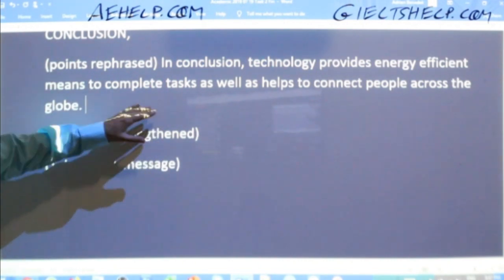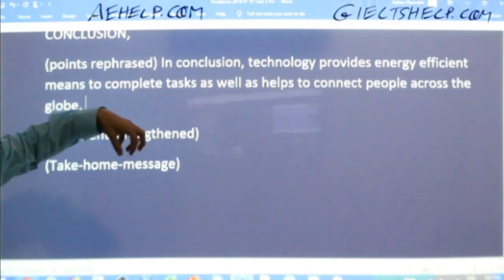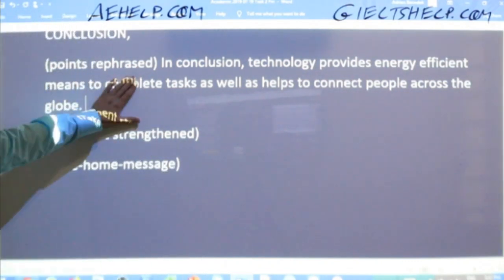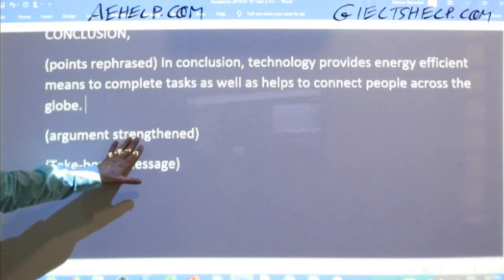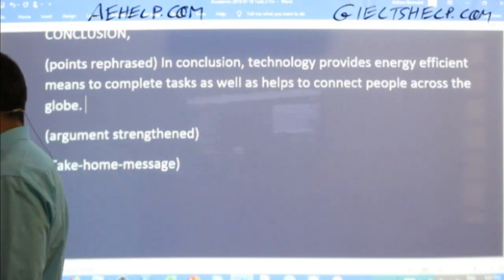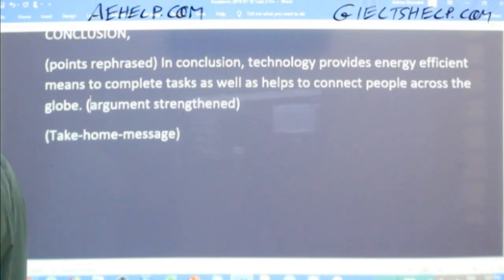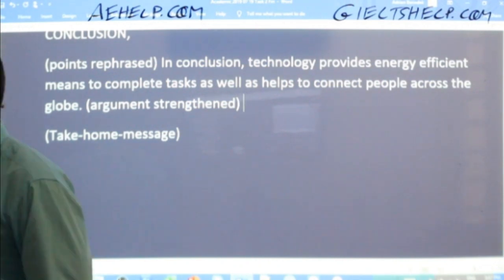All right. In some cases, you can switch these around. So there are different styles and strategies for a conclusion. I think this one's the easiest, where you go with points rephrased and then argument strengthened. So now is when I'm going to strengthen my argument. And you'll see a couple differences between mine and yours with this. I think a couple of you strengthened your argument first.